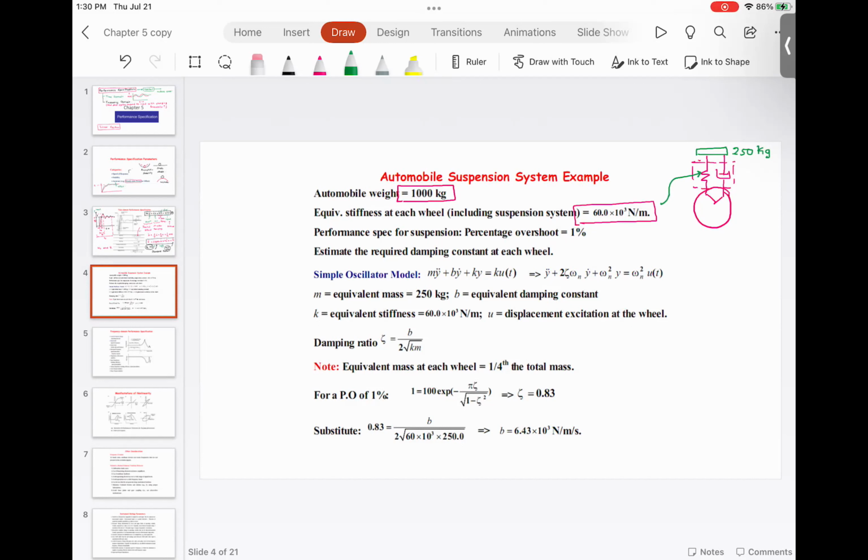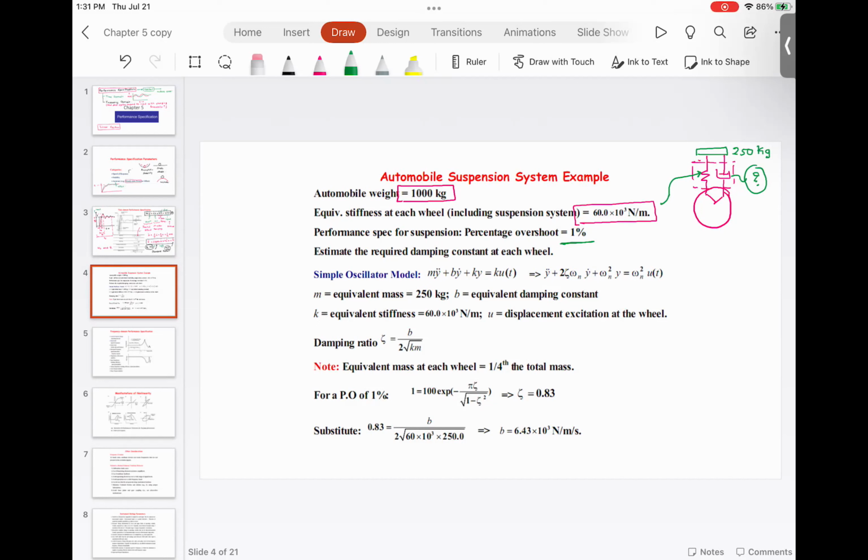The thing that I don't know is what I should tune this damping coefficient to so that the system behaves the way I want. So, for example, I want to find the damping constant, but I would give you the performance specification for the suspension. That is, it's 1% overshoot. Now, this is a very practical design problem.